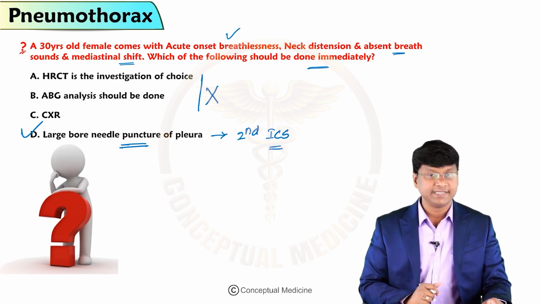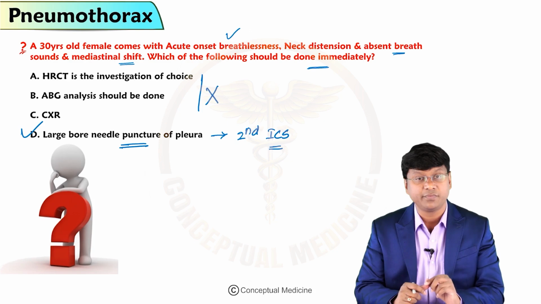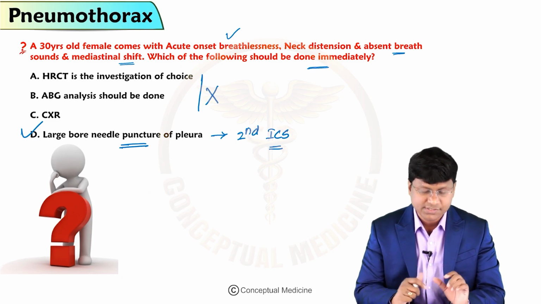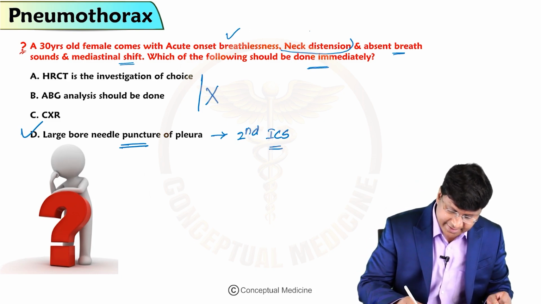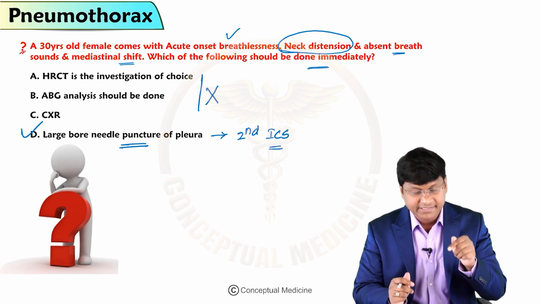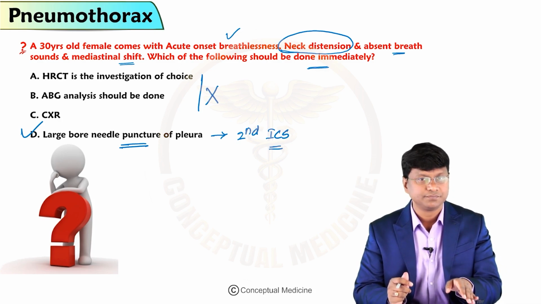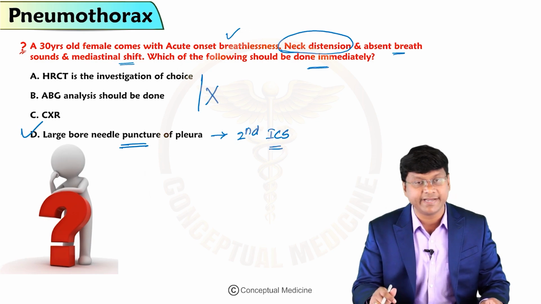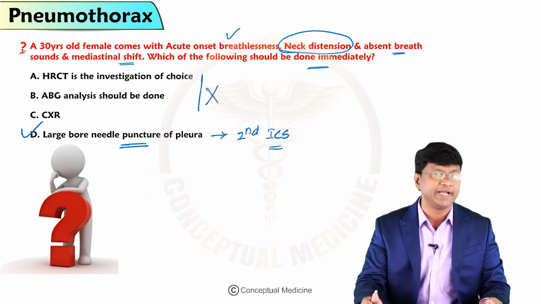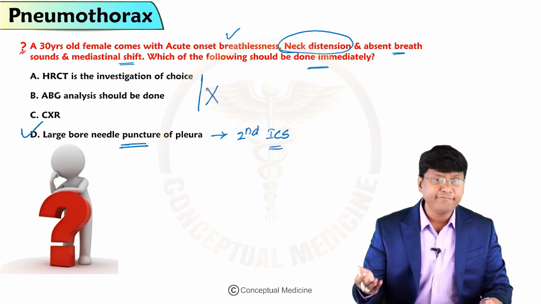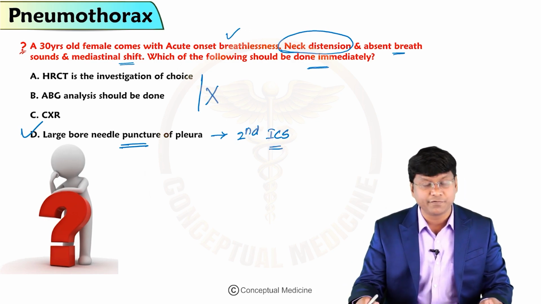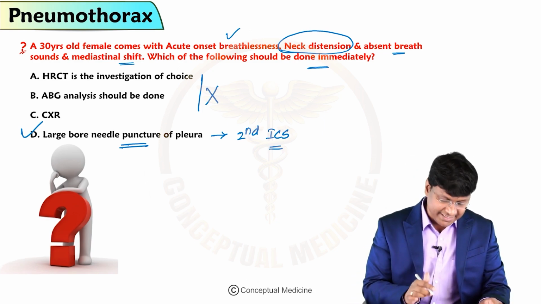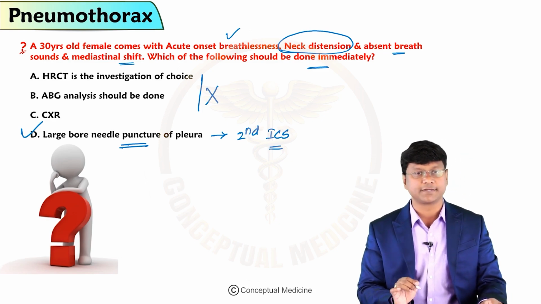Now, why should you not waste time in doing the chest x-ray and the other investigations? Because neck veins are distended, what does that represent? It represents that the venous return to the right side of the heart is reduced. That is the reason why your neck veins are distended. And when the venous return is reduced, subsequently the cardiac output will be reduced, and the individual will develop hypotension, and that can cause the infarction of your brain, of your myocardium, and of many organs. So in order to prevent that, immediately you have to do large bore needle puncture of the pleura.